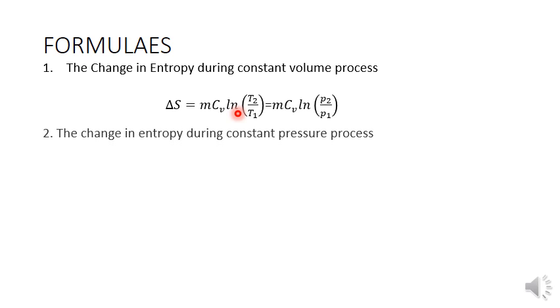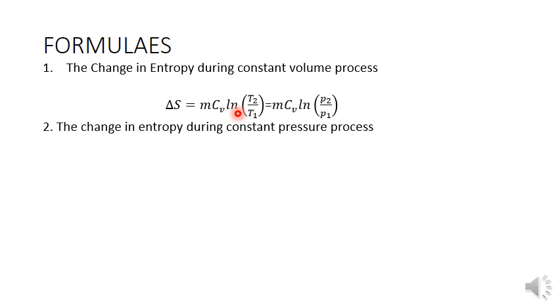The second formula is the change in entropy during the constant pressure process. This process is also called an isobaric process. The TS graph is the same as the constant volume graph. It is also a curve. So the TS diagram for the constant pressure process, the area under the curve 1 to 2 represents the heat transfer during the constant pressure process. Here we are taking the pressure as a constant.